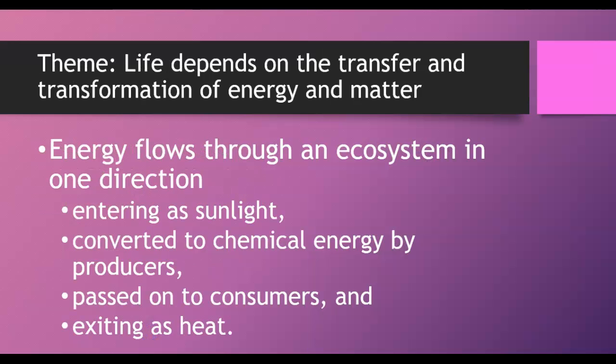The fourth theme is that life depends on the transfer and transformation of energy and matter. One thing that's really important to understand is that we get all of our energy ultimately from the sun. Okay? Energy flows through an ecosystem, entering as sunlight. It's converted to chemical energy by plants, and then it's passed on to consumers who eat it, and then there's a release of energy in the form of heat. So we always have constantly a new entry of new energy from the sun, and it travels from the sun to the producers, to the consumers, and then is released as heat. That's one direction all the time.